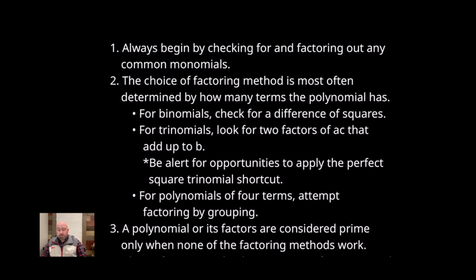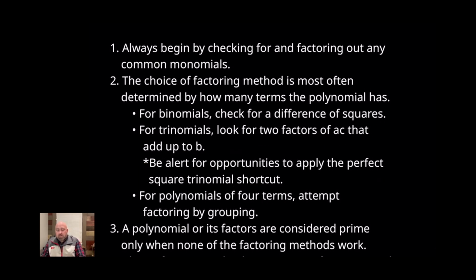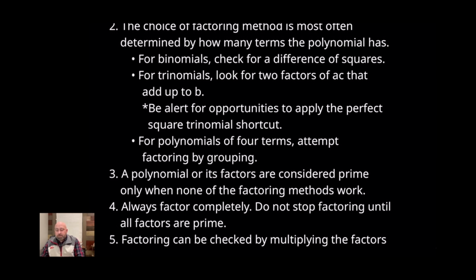So by grouping, if you have binomials, the only one that we've looked at with binomials is the difference of squares or just a common factor. For trinomials, we want to see what the 2 factors of the A and the C are, right? And then see if it adds up to the B. What are we looking for there? Is it a perfect square? Be alert, it says, for the opportunity to apply the perfect square trinomial shortcut. That's the one we learned in the last lesson. And then for polynomials of 4 or more, we're going to group them.